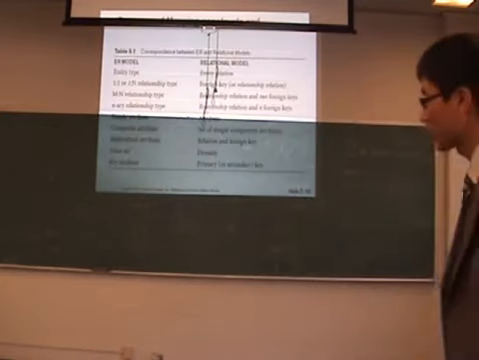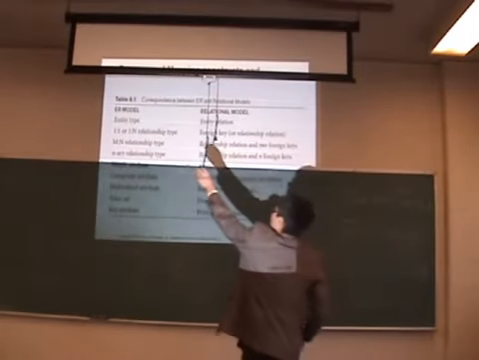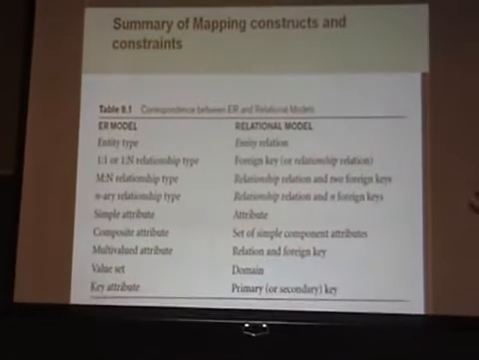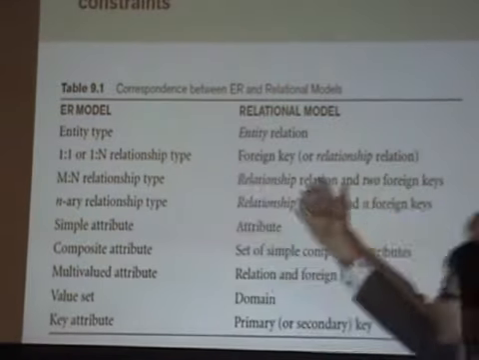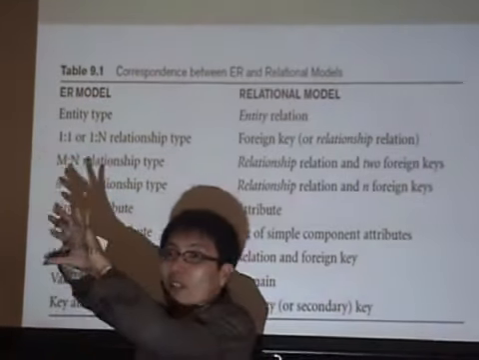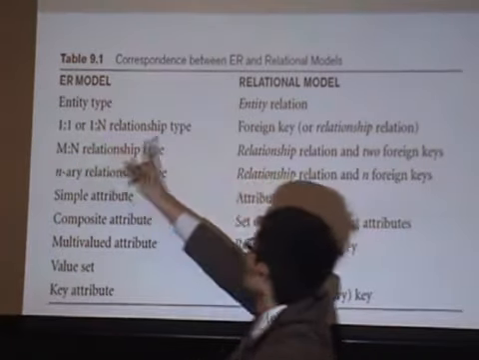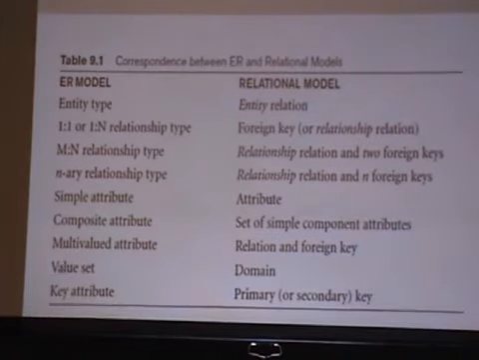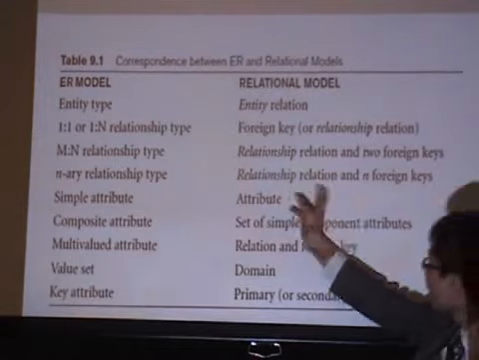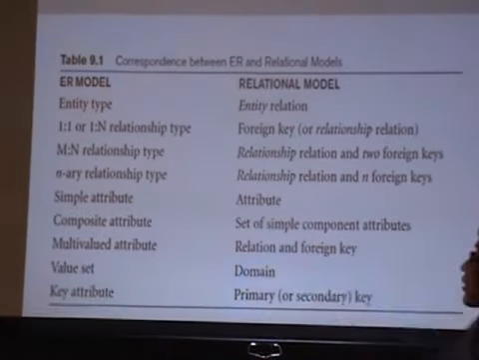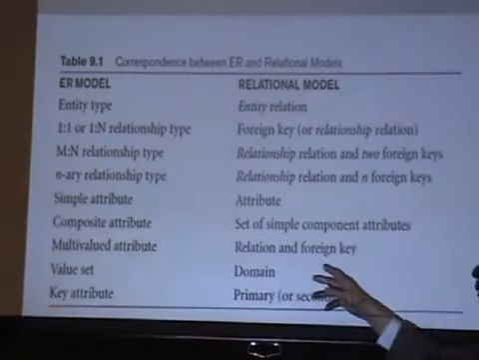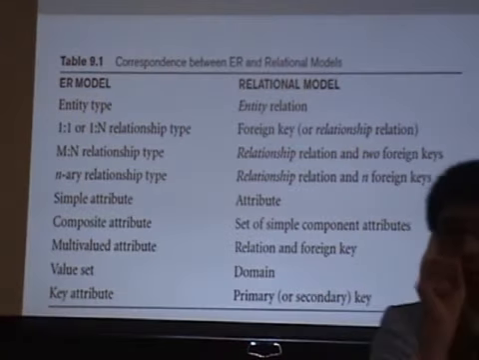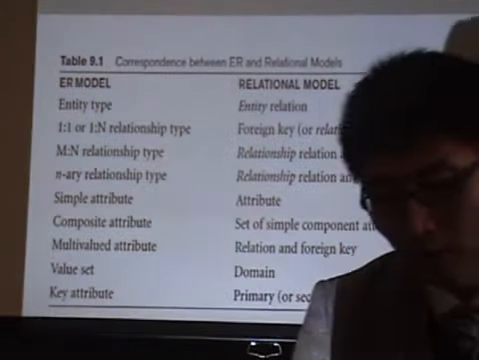So, that's the summary of the mapping. An entity is a relation. For one-to-one and one-to-many, you can use a foreign key. In rare cases, you can merge the relations or create an in-between table for one-to-one. For many-to-many, you create a relation with two foreign keys. A simple attribute is an attribute. A composite attribute uses its sub-components. A multi-valued attribute becomes a relation with a foreign key. And for a key attribute, you select one key as the primary key.